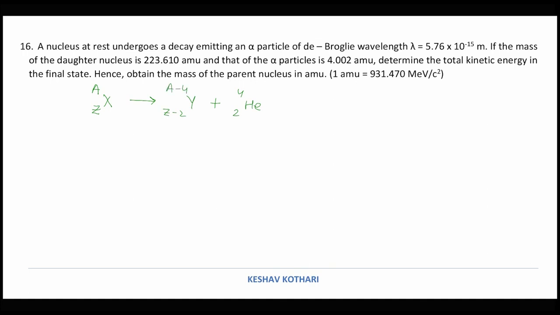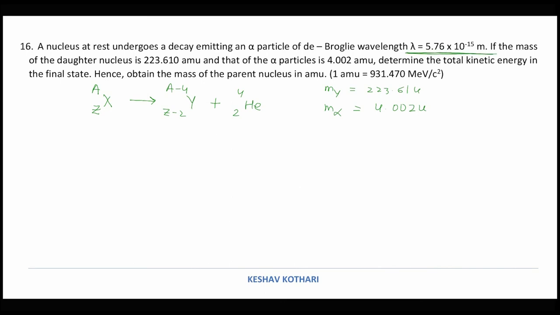So over here the question is saying that the mass of Y is given to us as 223.61 U and that of the alpha particle is given to us as 4.002 U. Now we are dealing with the next aspect. It is saying that when it is decaying, an alpha particle with a de Broglie wavelength of 5.76 × 10^-15 meter is produced.